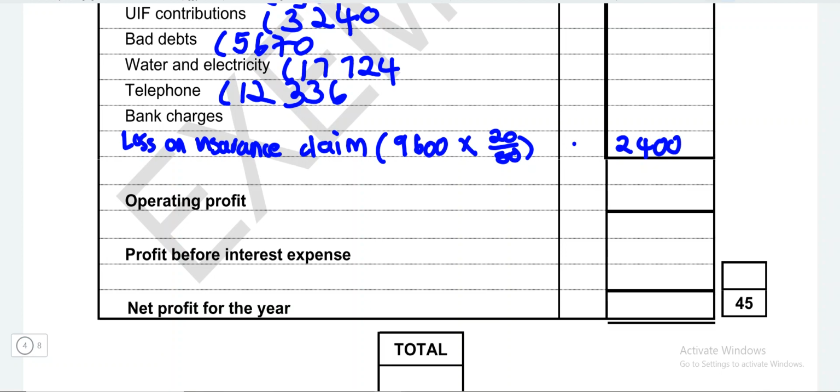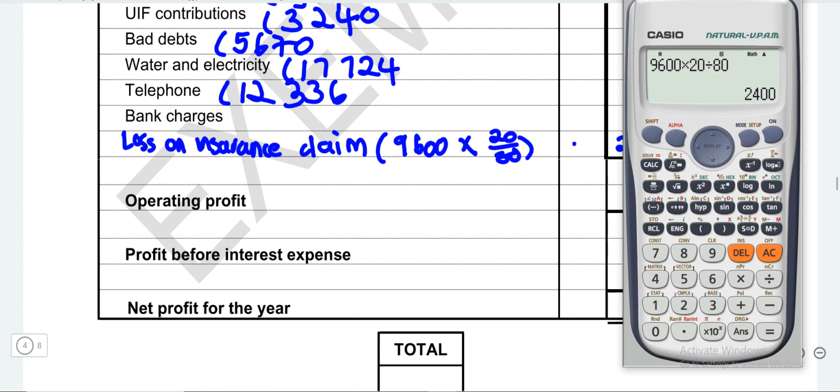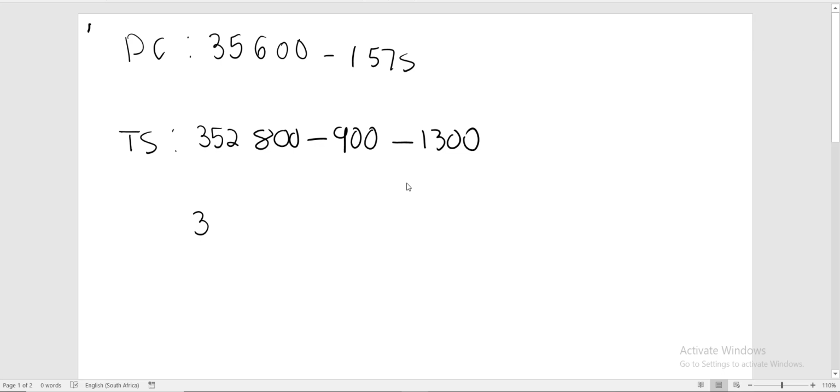Okay, but we must remember that this stock in its entirety, in its 100%, was lost, and this was not recorded. So we must look for the 100% as well. So we're going to say 9,600 multiplied by 100 divided by 80. It will tell us that stock to the value of 12,000 was lost but not recorded. So it means that when we go to our trading stock calculations, we'll also subtract that 12,000. Okay, and then from there, if you look at this, it has got a lot of calculations, so you must make sure that, guys, you do your things correctly.